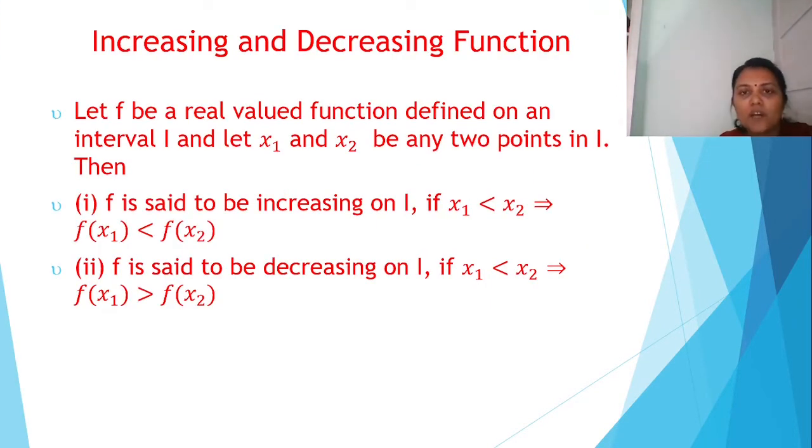Let f be a real valued function defined on an interval I and let x1 and x2 be 2 points in I. Then f is said to be increasing on I if x1 less than x2 implies f of x1 less than f of x2, and f is said to be decreasing on I if x1 less than x2 implies f of x1 greater than f of x2.